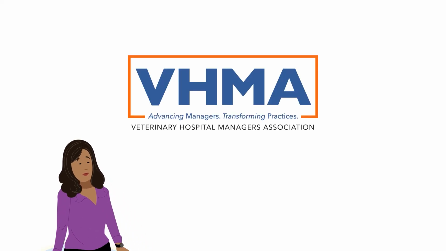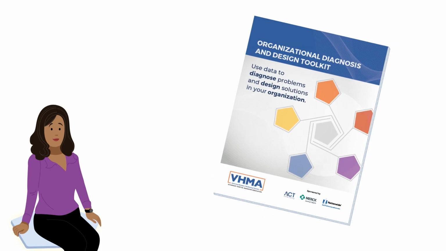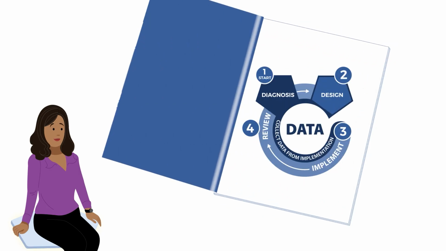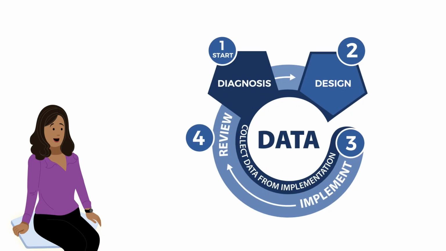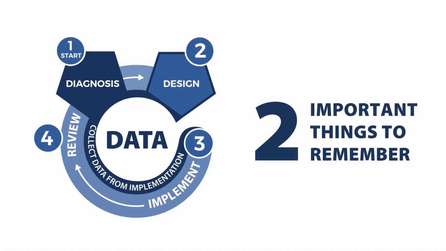The VHMA wants to help you to look at your business differently and then create solutions that will make a difference. The Organizational Diagnosis and Design Toolkit is a step-by-step process that helps you look at how you're doing things right now, the diagnosis part, and then use that information to make decisions about how you are going to move forward, the design part. Before you get started, there are two important things to remember.